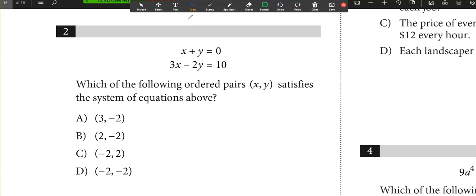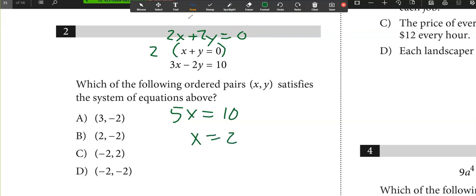Okay, so how many of you just plugged in answers? Or did you actually go through and multiply this one by 2 and get 2x, 2y, and 0, and then add them together and get 5x equals 10, and then find out that x was 2, and then notice that only one of them had an x value of 2? Is that what you did? Mm-hmm. It works. So you could do elimination.